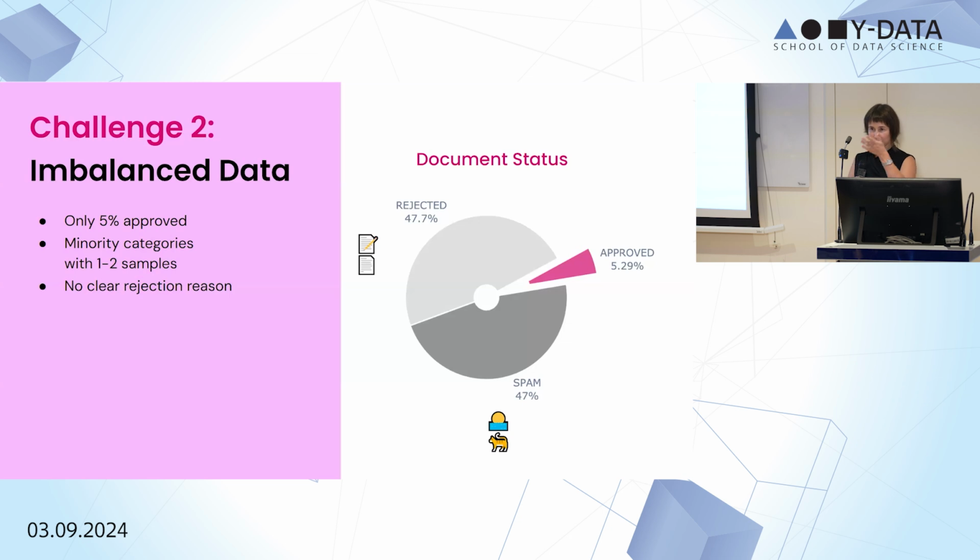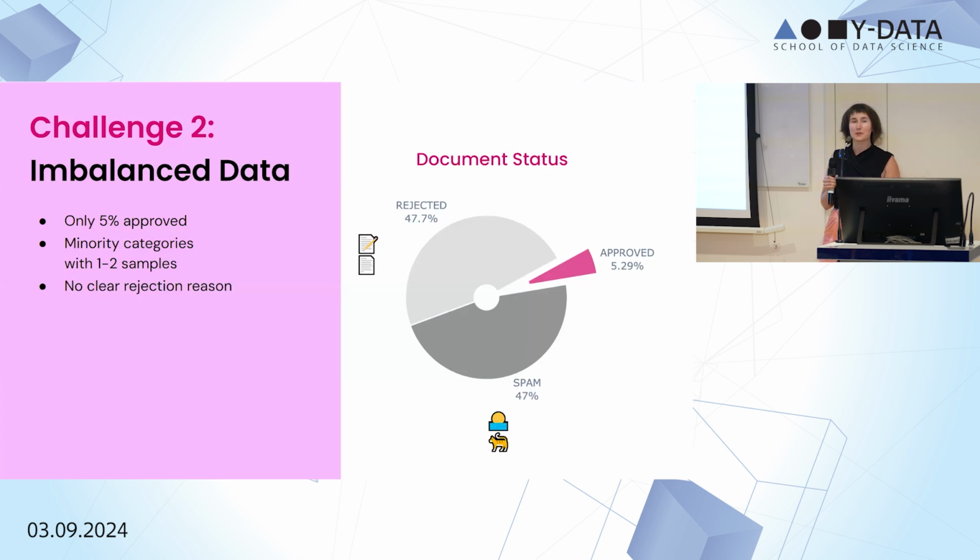And remember I told you that we have around 17,000 documents each month. So only 5% of them actually get approved. All the others can be either spam, which means it's a document which had no text at all, so it's completely not relevant, or it can be a document that is maybe relevant, but it was rejected for some reason. Why was it rejected? There are different reasons for that.